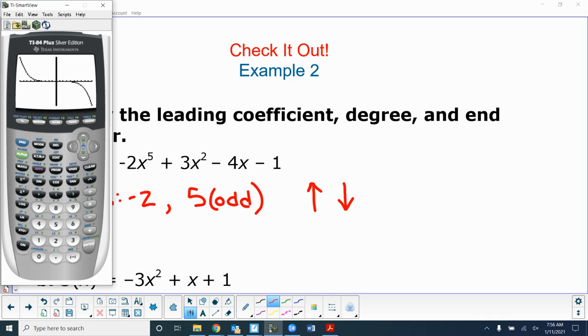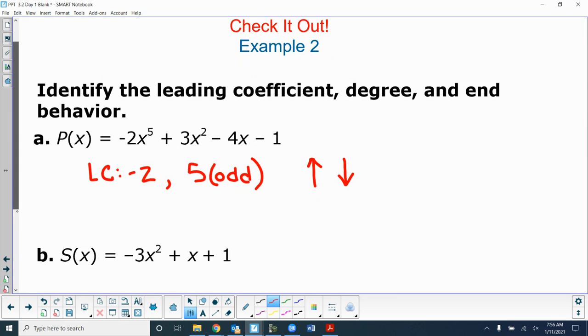I don't know if it crosses through there or not. It's kind of hard to tell from that one. To get it back to normal, you hit zoom 6. That's zoom standard. And all we see is it go down. We don't see what's happening over here.